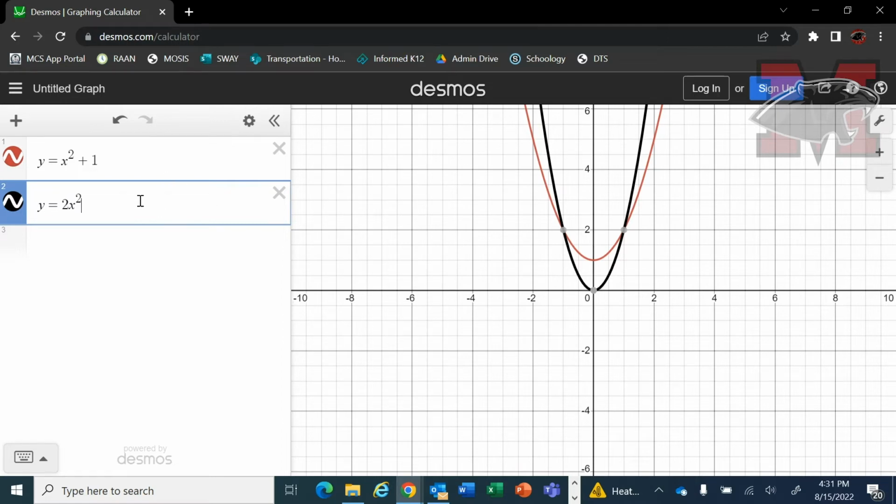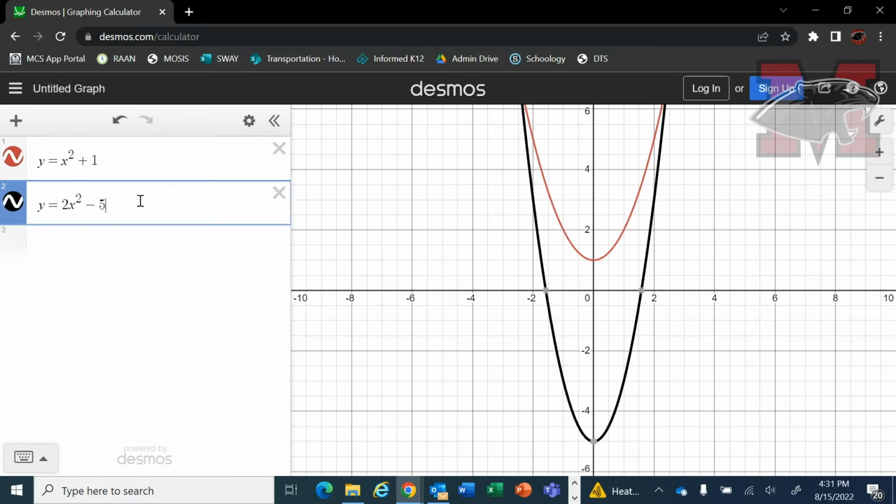And then we will do +1. It moved it up. What about +2? Moved it up even further. What about +3? Moved it up even further. What about -5? Oh, it dropped it way down. So you can kind of mess around with these graphs and see how it actually manipulates the answer.